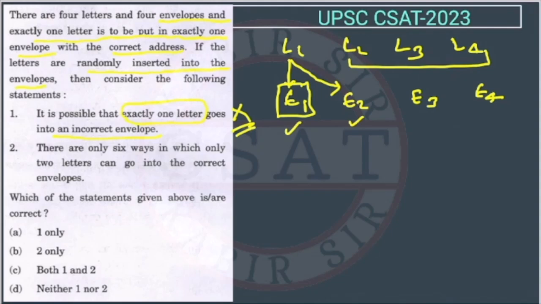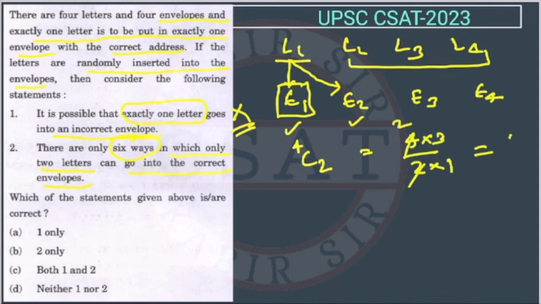So now second, there are only 6 ways in which only 2 letters can go into the correct envelope, right? So there is only one chance, like this letter will go in this envelope, right? So now we have to select out of 4 letters, 2 letters, right? So we will select 2 letters from out of 4. So this will be 4C2. So this will become 4 into 3 over 2 into 1. So this will be 6. So there are 6 ways of selecting 2 letters.